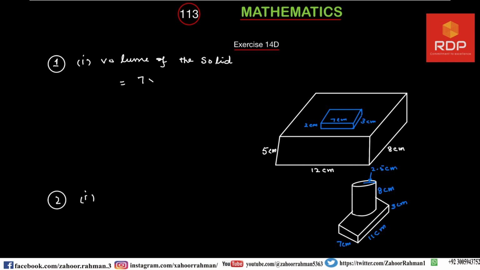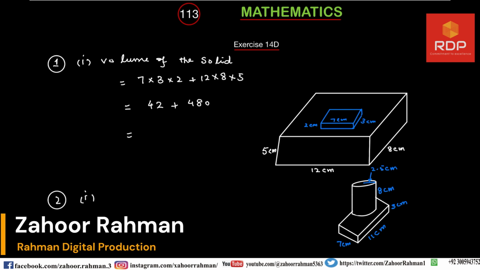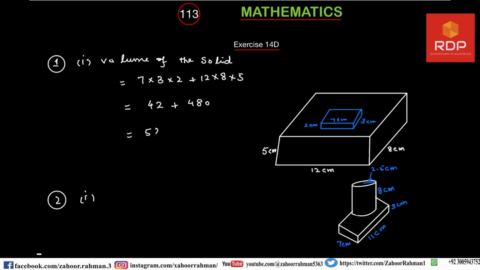So first is the volume: 7 into 3 into 2 plus 12 into 8 into 5. From the first we will get 42 and from the second we will get 480. When we add both of them we will get 502 centimeter cube. Now that was the first part. In the second part they are saying to find the total surface area of the solid.